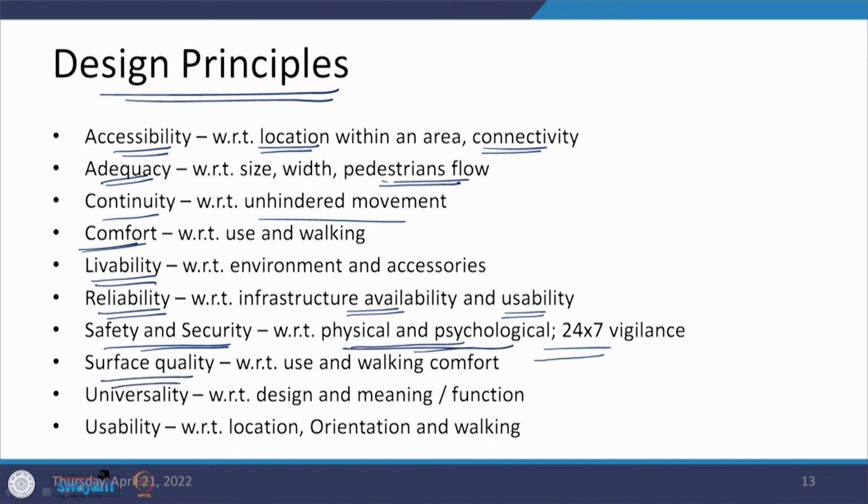The quality of the surface, if it is good, then only will the walking comfort be there. Universality of the design: it should not happen that different areas have different types of designs, and therefore the pedestrians get confused in using those. So, that is another important aspect we have to take care of. And finally, the usability of the system: usability in terms of orientation, in terms of location, in terms of any feature and its functional value. All of these aspects together are going to provide a very good system if taken care of.